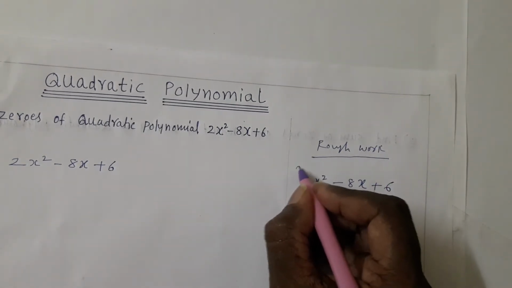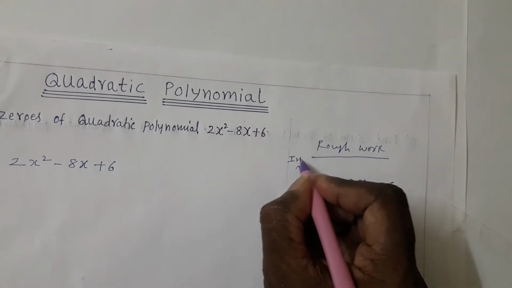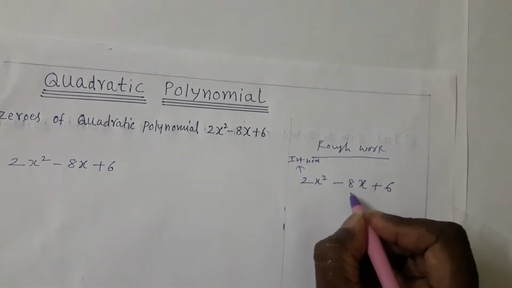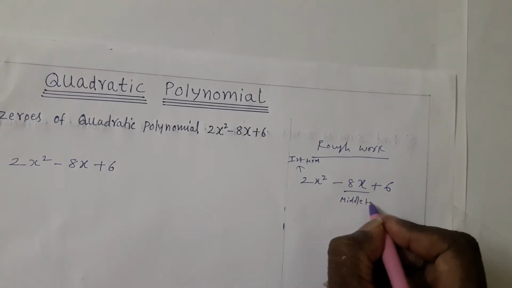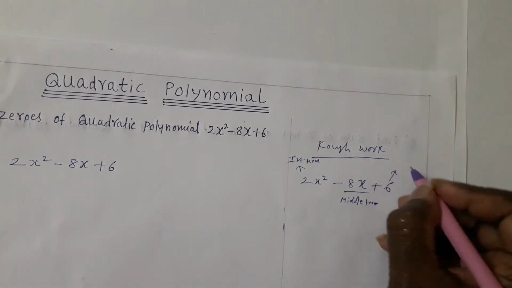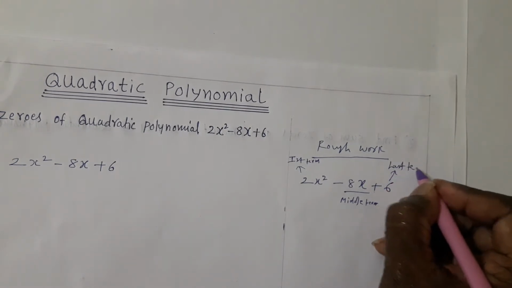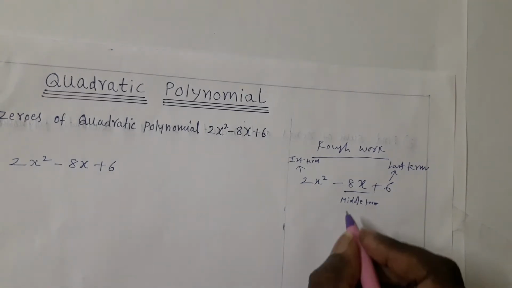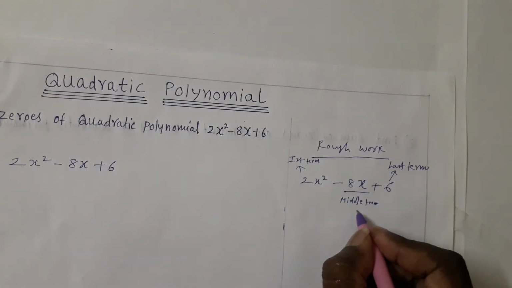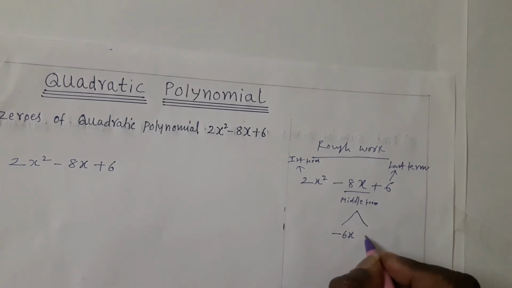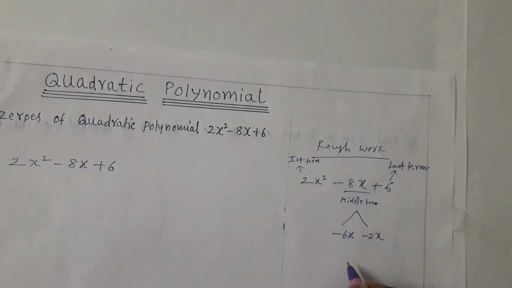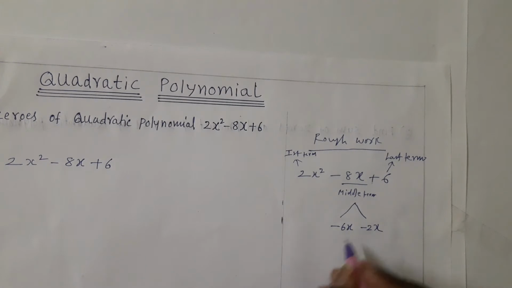This we call the first term. This we call the middle term. This we call the last term. We can split this middle term, that is minus 6x minus 2x. If we add this, that is equal to the middle term.